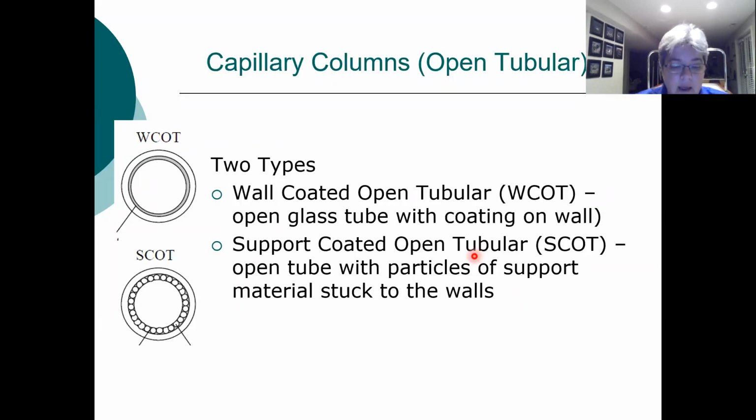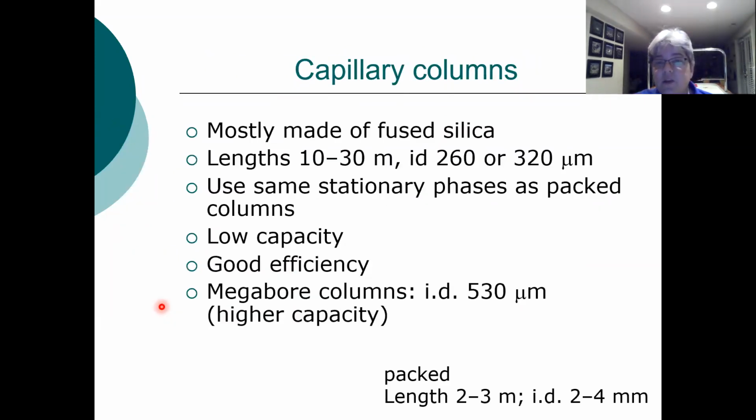Now, the most common kind of columns today are these capillary columns, or open tubular. And as we said, there's the wall coated where the stationary phase is right on the wall, and then the support coated where you have a support and then the stationary phase. Most of these columns are actually made of fused silica. Now these columns are much longer, often 10 to 30 meters. Remember packed, 2 to 3. Sometimes these capillary columns can go up to 100 meters. Not usually much longer than that, but these columns are much longer.